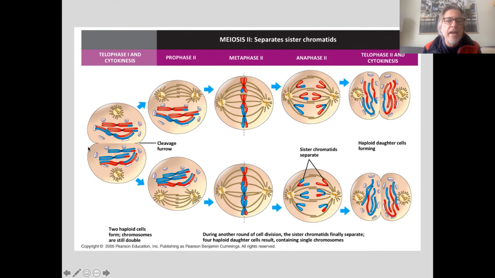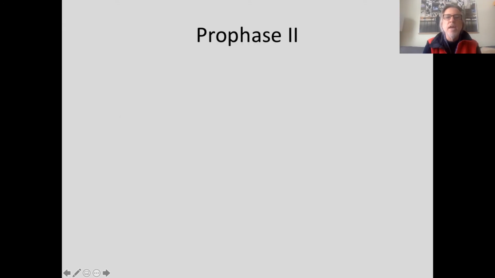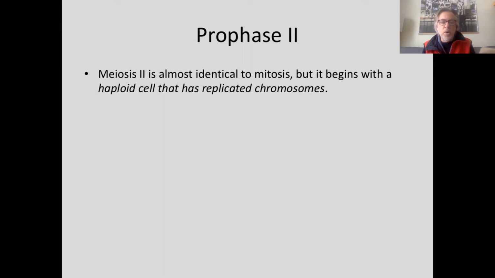Here is telophase and cytokinesis. And you're also seeing what meiosis 2 is going to look like. So you can see here the nuclear membrane is starting to reform. The spindle apparatuses are dividing and getting ready to move to the poles. So let's go on. In meiosis 2, one thing you should realize is that it is almost identical to mitosis, but it begins with a haploid cell that has replicated chromosomes, not a diploid cell that has replicated chromosomes.